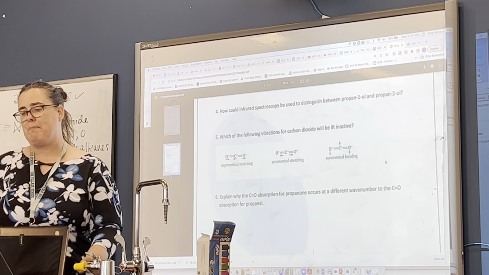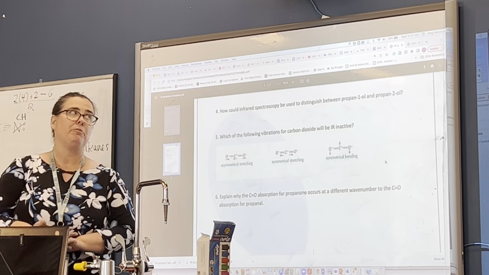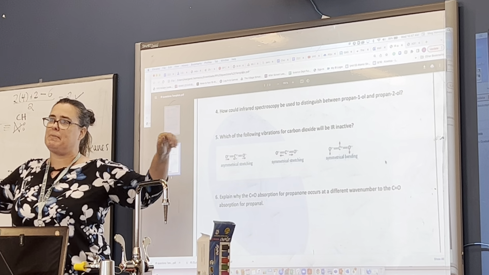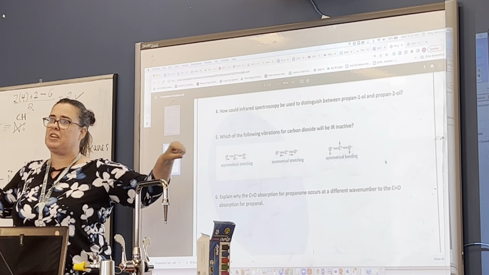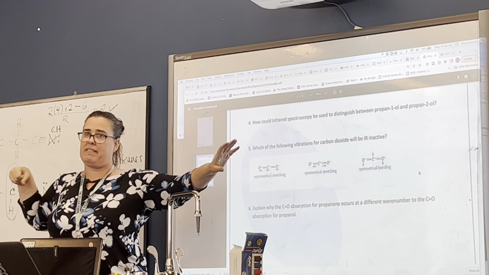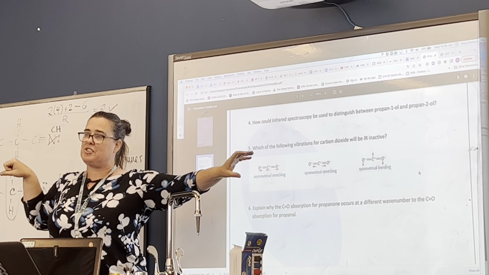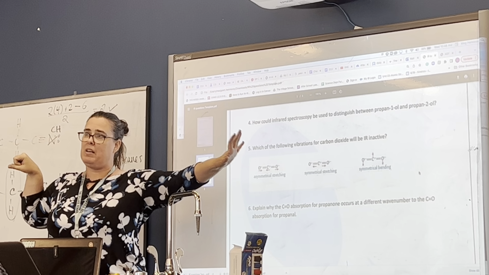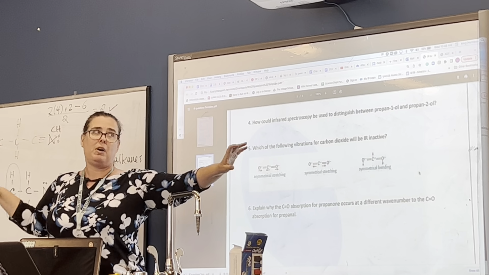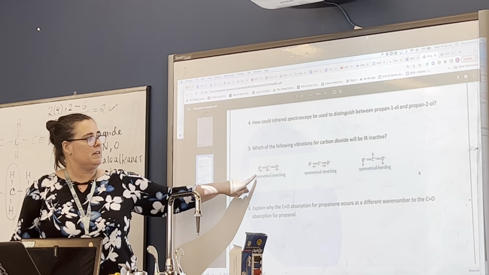Which of the following vibrations for carbon dioxide would be IR inactive? So this is one, the asymmetric stretch. Am I changing a dipole? A dipole is the difference in electronegativity times the length between the carbon and the oxygen. So this dipole is going to be small, this dipole is going to be big. Now this dipole is big and this one is small. So I am changing the dipole here.